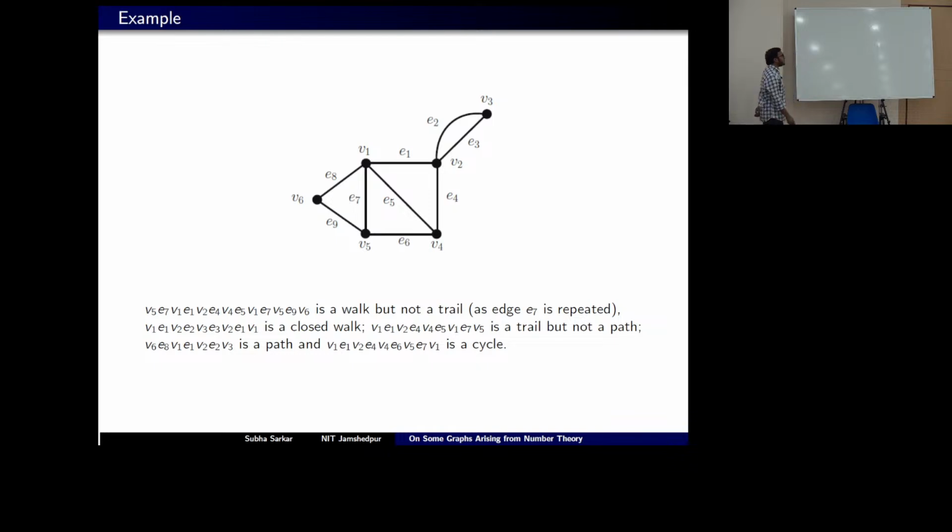Okay. Now here I have given some examples. This is a walk but not a trail, because here this edge e_7 is repeating. Next one is a closed walk. Next one is a trail but not a path because the vertex v_1 is repeating. The second last one is a path, and the last one is a cycle. And a cycle of length k is denoted by C_k, and a path of length k is denoted by P_k.